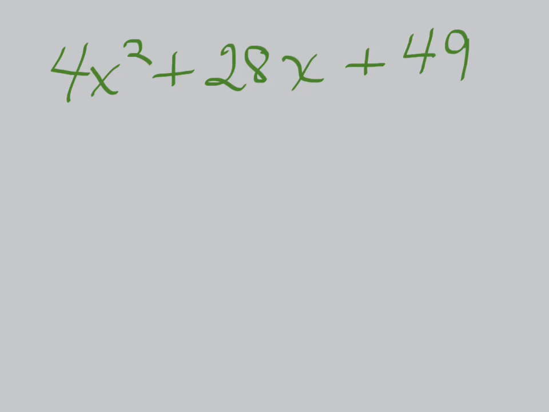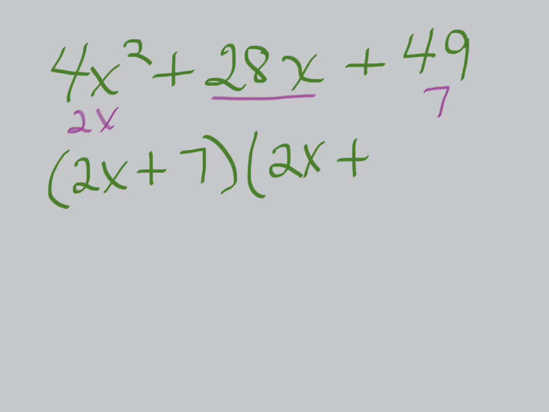Here's another example. 4x squared plus 28x plus 49. We know the square root of 4x squared is 2x, and the square root of 49 is 7. If we multiply 7 times 2x together, we get 14x. Doubling it, we will get our middle term, 28x. So this is a perfect square trinomial. So we factor it into two binomials that are exactly the same. 2x plus 7 and then 2x plus 7. This gives us a binomial that is squared. So we have 2x plus 7 squared.